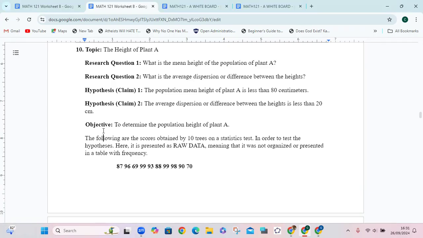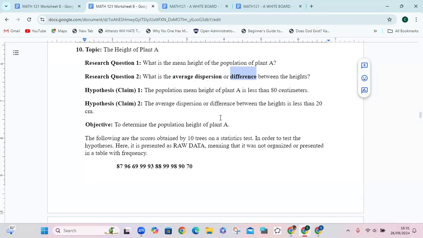So bear in mind, this is a response to research question number 2, which is not about the population mean. It's not asking about the population mean. That is research question number 1. Research question number 2 is asking about the average dispersion. Not the average, not the population average, but the average dispersion, the average difference between the heights.